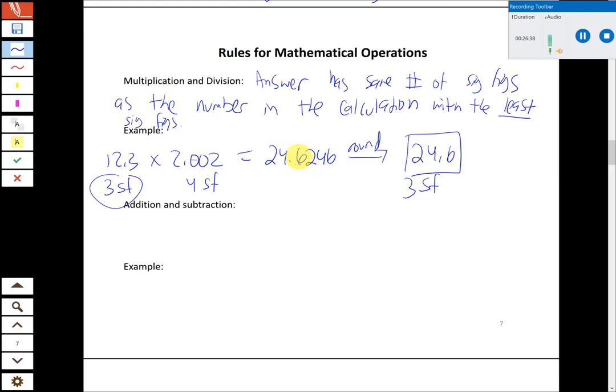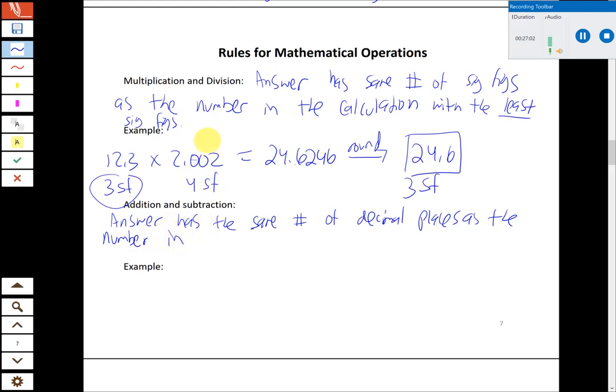All right, and then for addition and subtraction, the rules are a little bit more complicated in some sense. It's not based on significant figures in the numbers that we're adding and subtracting, but it's going to be based on the number of decimal places. So it's going to have the same number of decimal places as the number in the calculation that has the fewest number of decimal places. So it's not based on total number of significant figures, it's just based on decimal places.